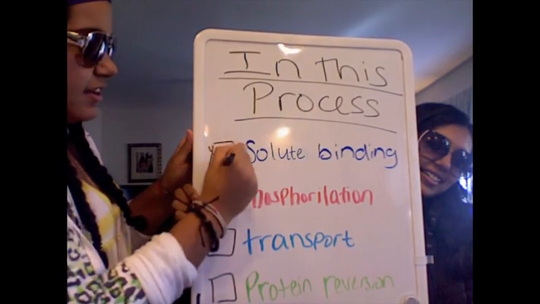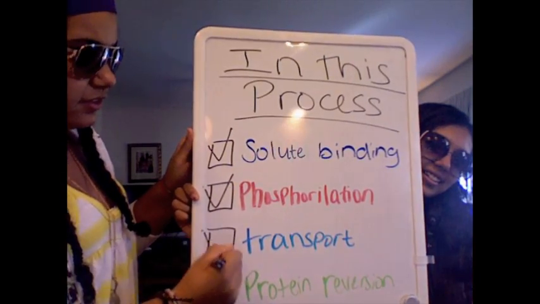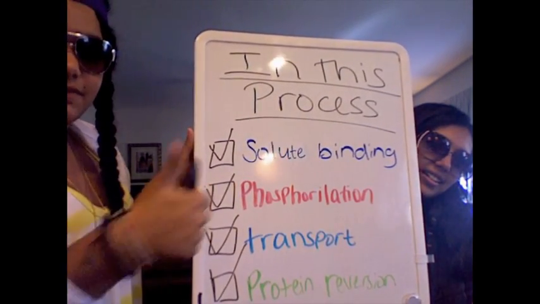Facilitated diffusion is when transport proteins let substances move down their concentration gradient, but they don't need no energy. Active transport is when cells use energy and do the opposite. Yeah, the cells use energy to move the solute against its concentration gradient. The solute moves across the membrane to the side that's more concentrated, and it gets its energy from ATP. And in this process, there's solute binding, phosphorylation, transport, and protein reversion.